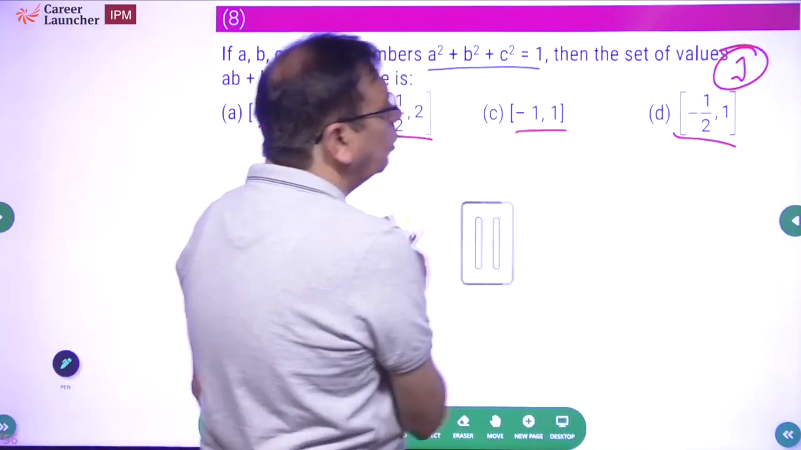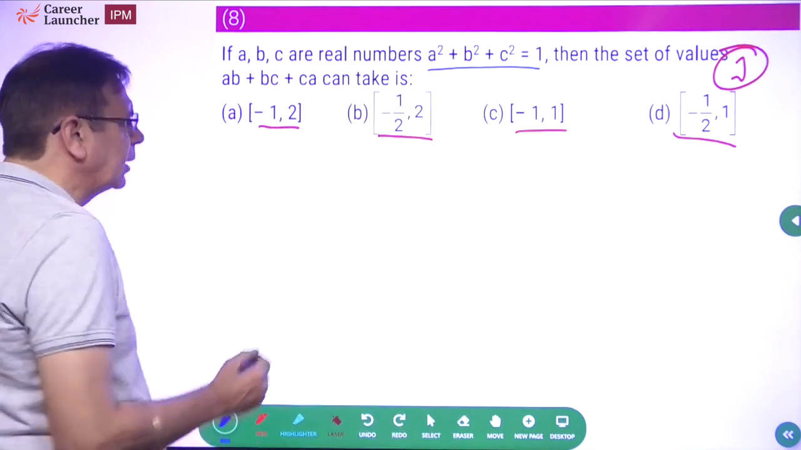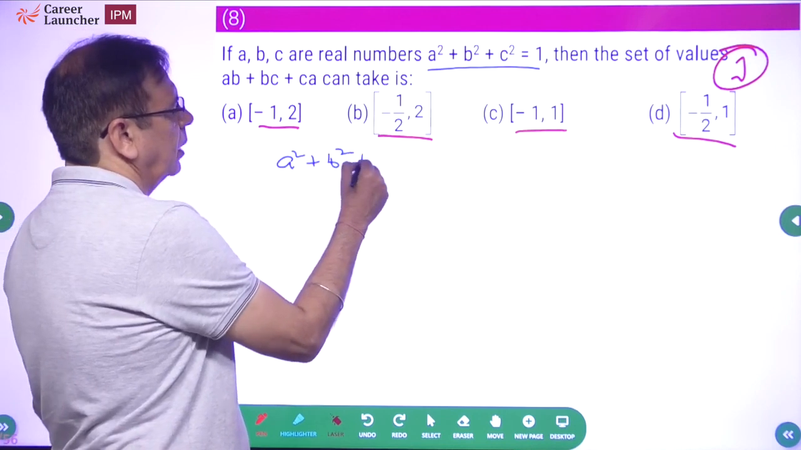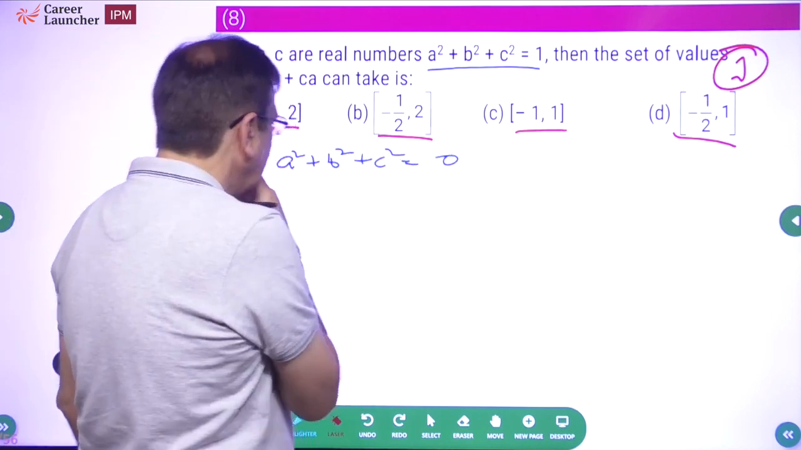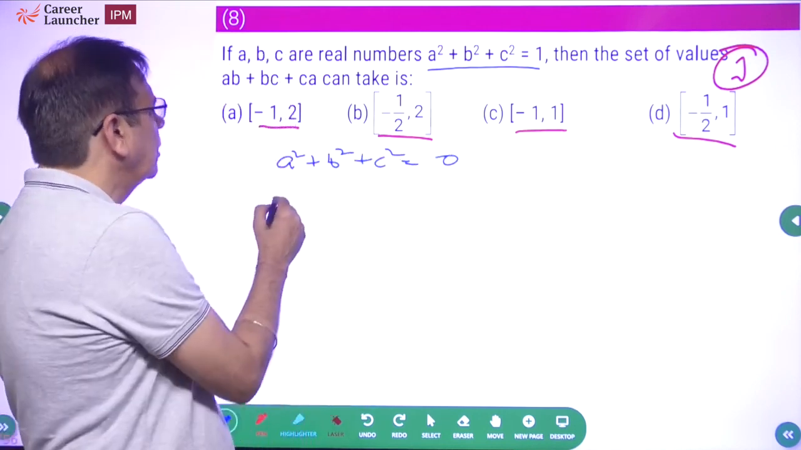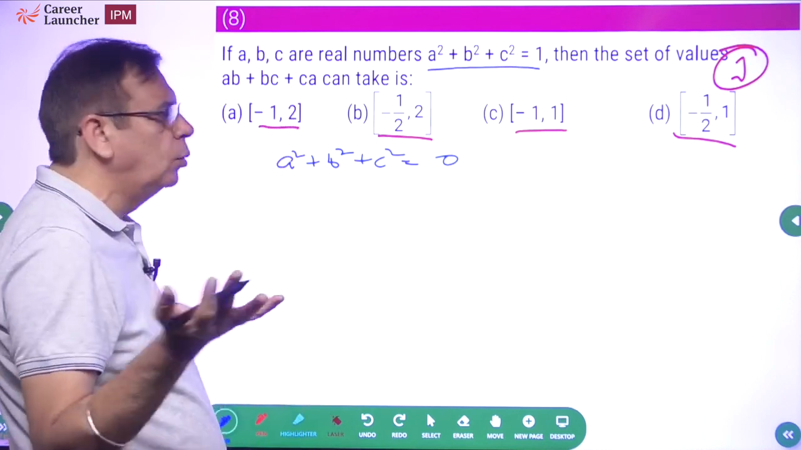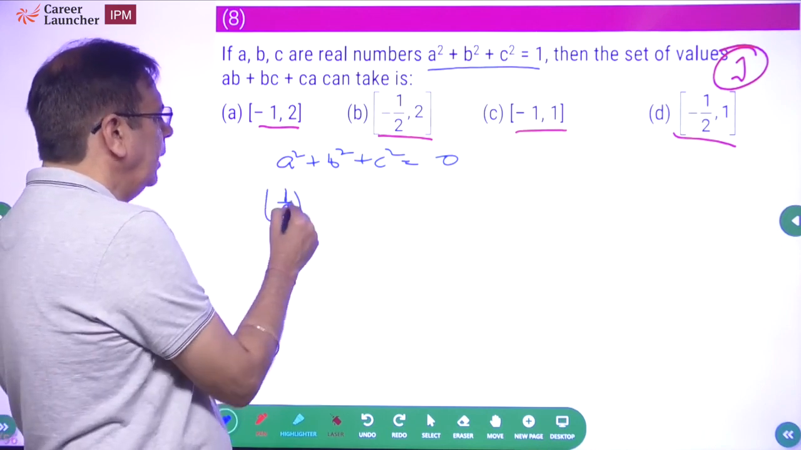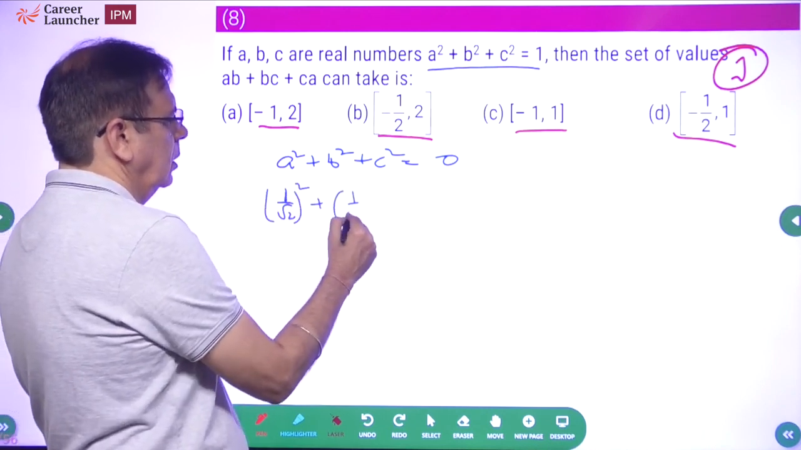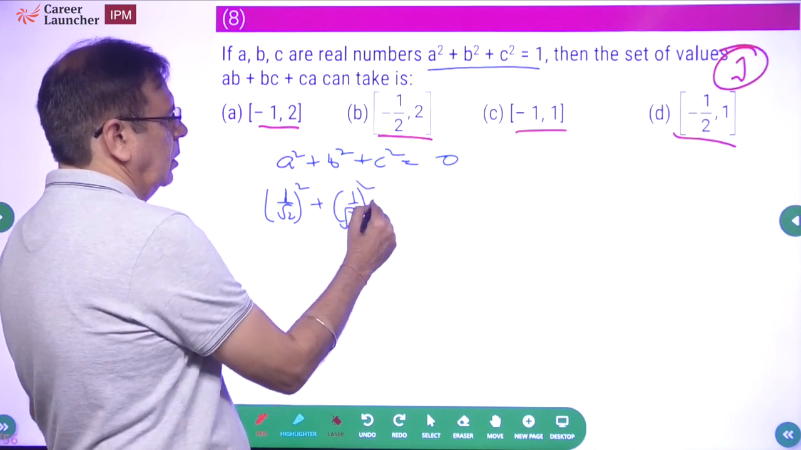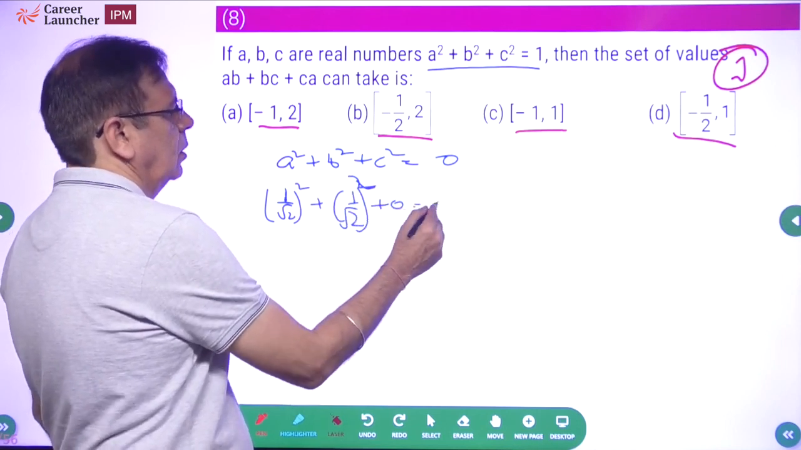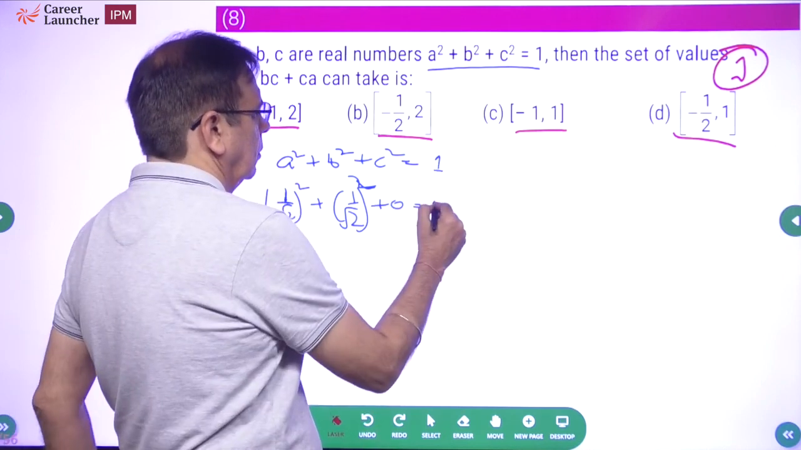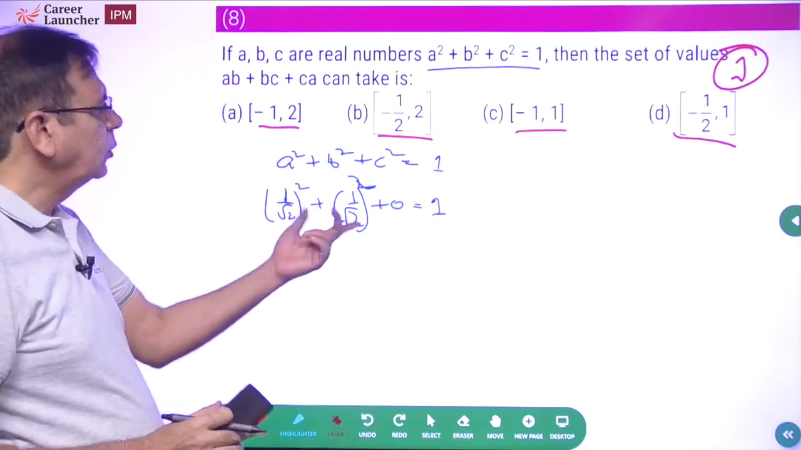So what do we do? Look at other possibilities. Again, let me write it down: a square plus b square plus c square is equal to 1. If I say A and B are 1 by root 2, so the squares will be 1 by 2 plus 1 by 2.